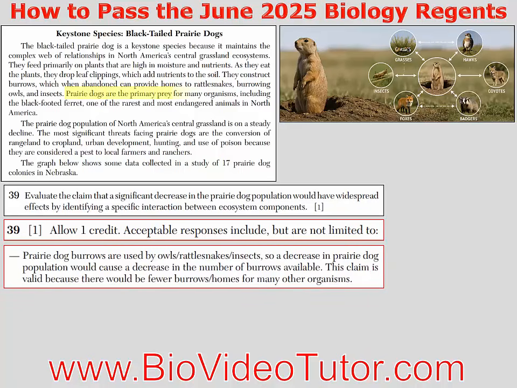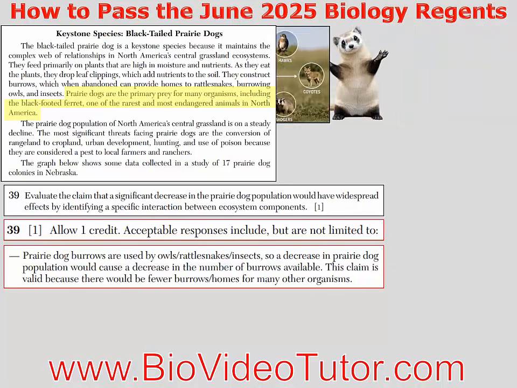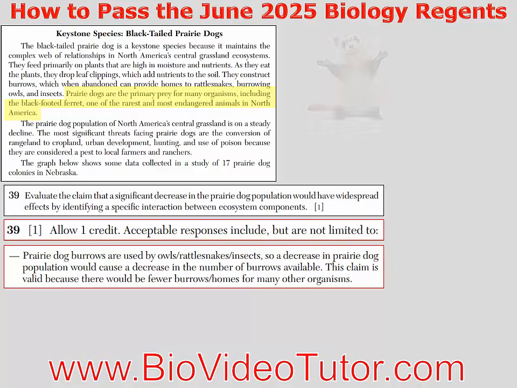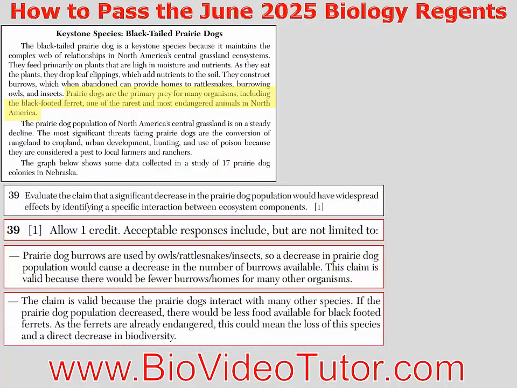Prairie dogs are also the primary prey of the black-footed ferret, an animal on the endangered species list. So if the prairie dog population were to significantly decrease, there would be less food available for the ferret, which could cause it to become extinct, making this claim valid, resulting in a direct decrease in biodiversity.